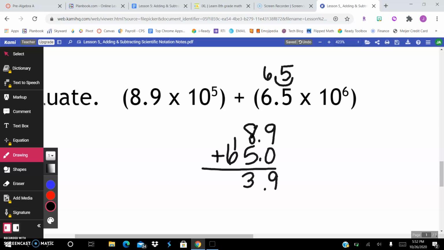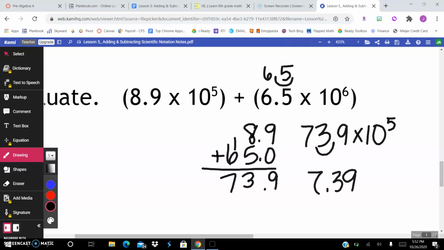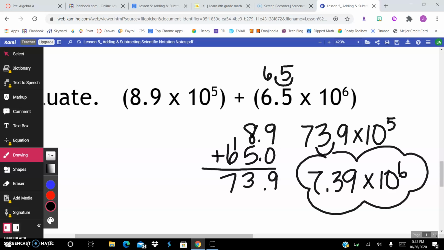Plus 5 is 13, so that would be 73.9 times 10 to the 5th power, but I'm going to have to slide it back over 1, so I'm going to have 7.39 times 10 to the 6th power after I add those.